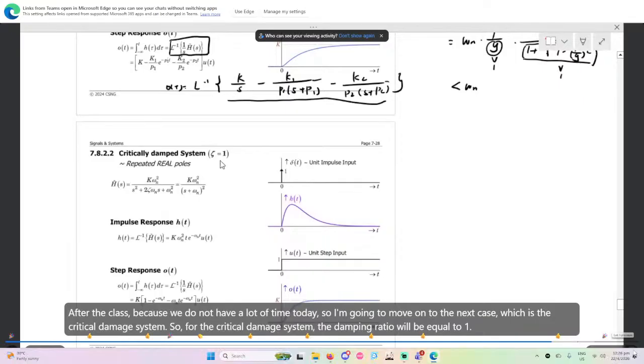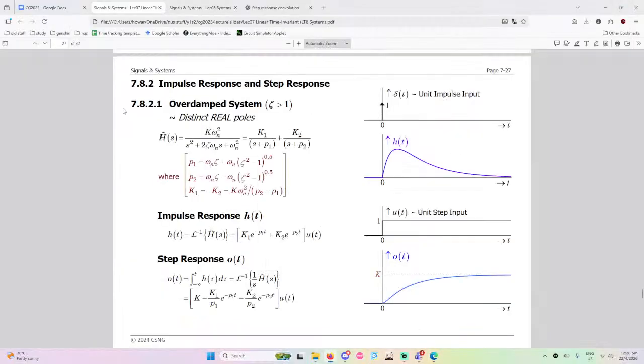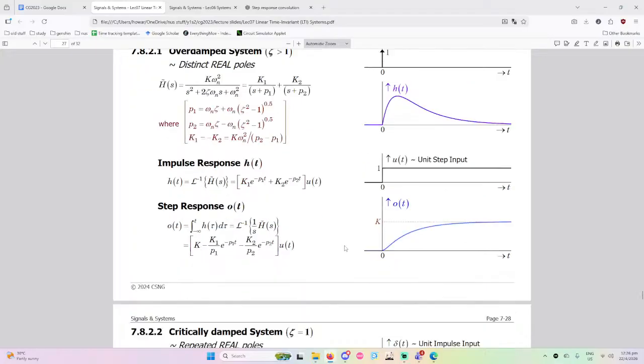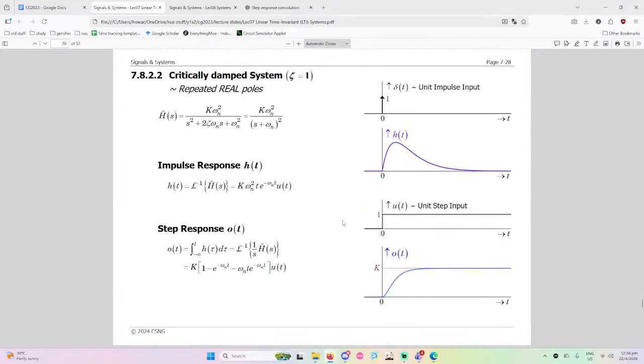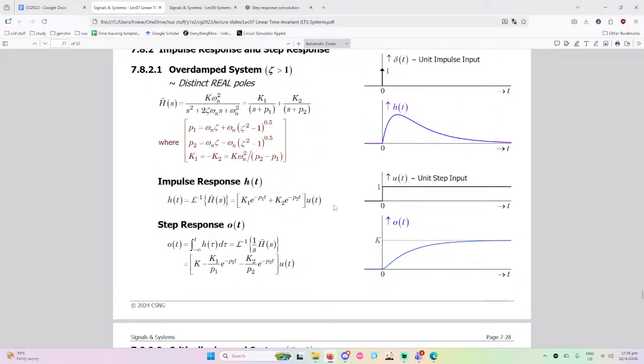So for the critically damped system, the damping ratio will be equal to 1. So here we have repeated real poles. Since the poles are repeated, real and negative, here we only have decay and no oscillations in the impulse response. Right? So we have decay but no oscillations. We can see h(t) is not oscillating at all. It will decay with increasing value of t.